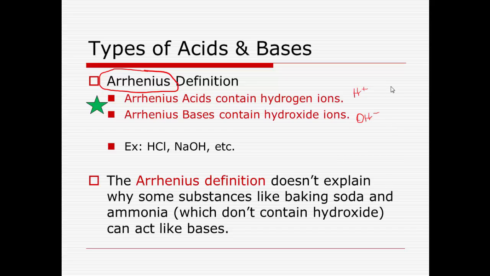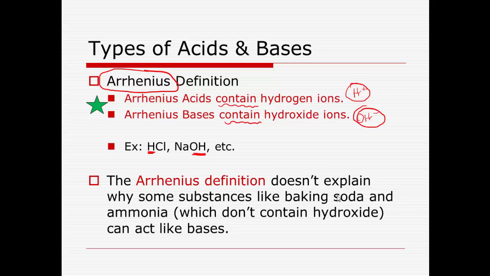And that's pretty straightforward. That's the definition we already talked about. If something ends up producing a hydrogen, it's an acid. If it produces a hydroxide, it's a base, okay? But the key word here is contains, okay? So the formula itself actually has to contain that ion. So the acid has to have the hydrogen in it. That's usually not a problem, but the base has to have hydroxide in the formula.